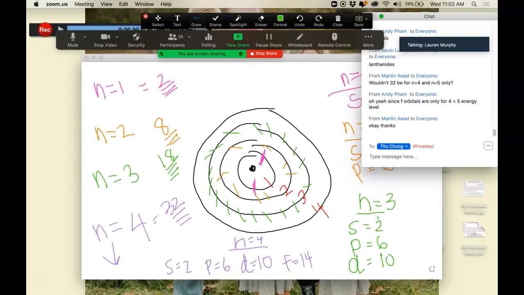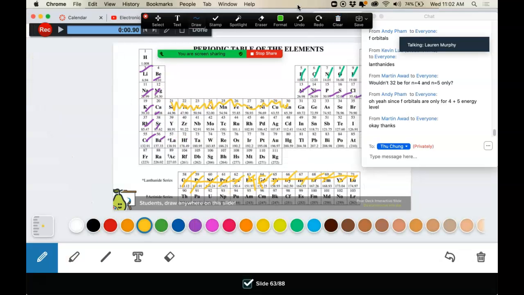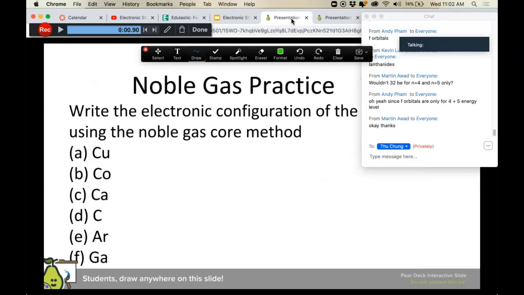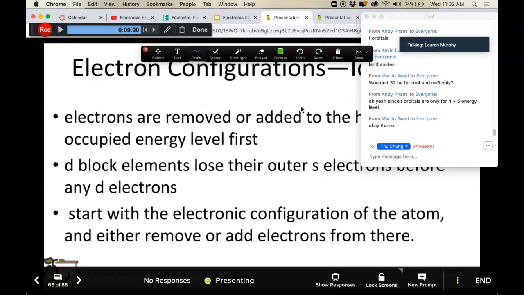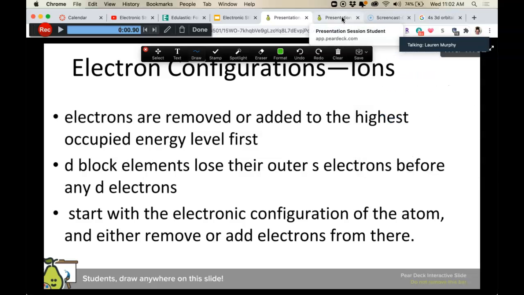So now that I have done that, let's talk about ions. For ion configuration, it is not too bad. All you have to do is add or remove electrons based on who the ion is. So let's practice.